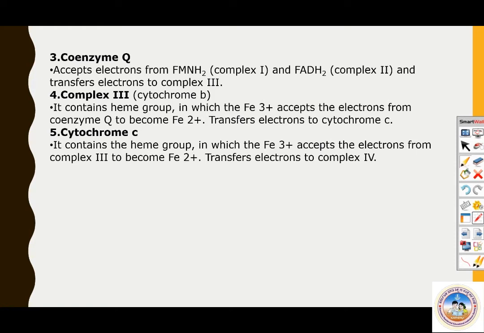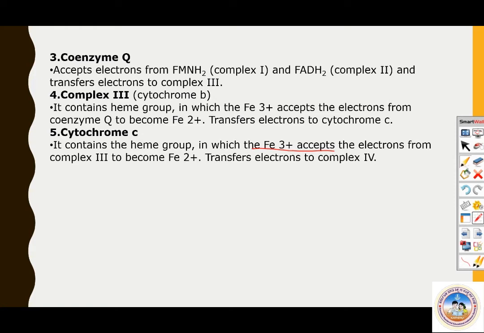So, complex 3 contains cytochrome B. It contains a heme group in which Fe3+ accepts the electron from coenzyme Q to become Fe2+. So it transfers the electrons to the next one, what? It transfers to cytochrome C. It contains a heme group in which Fe3+ accepts the electron from complex 3 to become again Fe2+. So it transfers the electrons to complex 4.